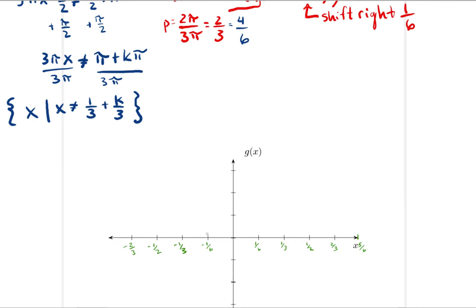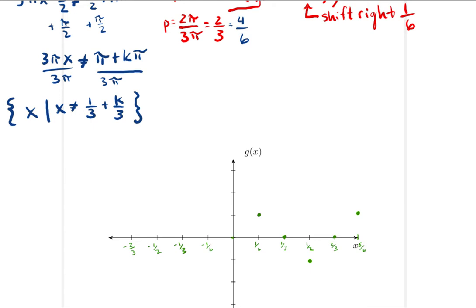Okay, so this is our new starting point, but of course, what does a starting point mean for cosine? It means that you're up at your maximum. And then you have a period of 4/6, so you're back at your maximum here, up at 1. And then you're down at your minimum here, halfway between, and then you're at your zeros.